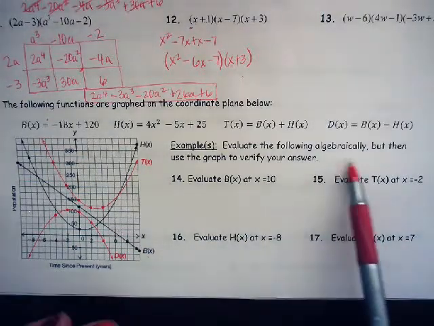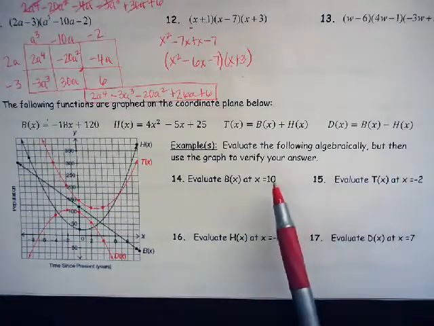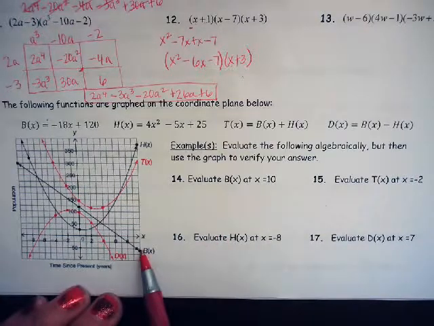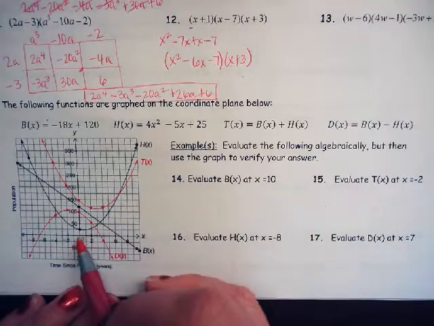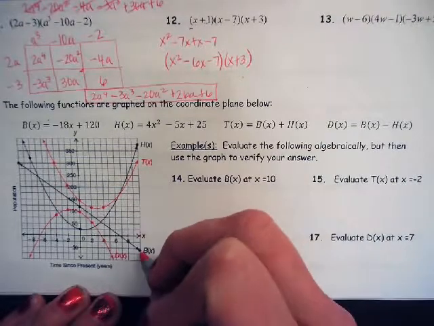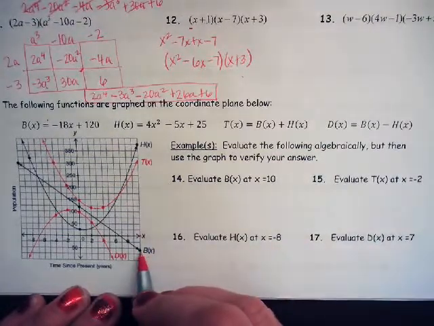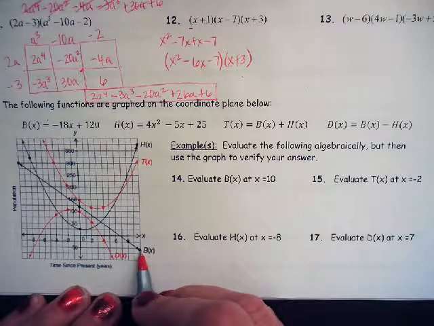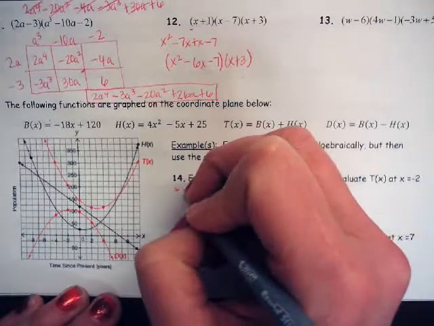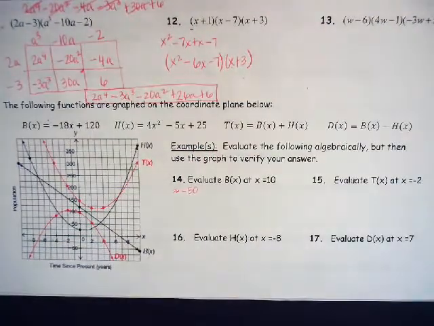It says evaluate the following algebraically, but then use the graph to verify your answer. So I'm going to evaluate b of x at x equals 10. So if I come over here to x equals 10, that's right here, it says evaluate b of x. It looks like it's just below the 50. So I'm guessing it's about 50-ish. I'm going to put approximately negative 50.